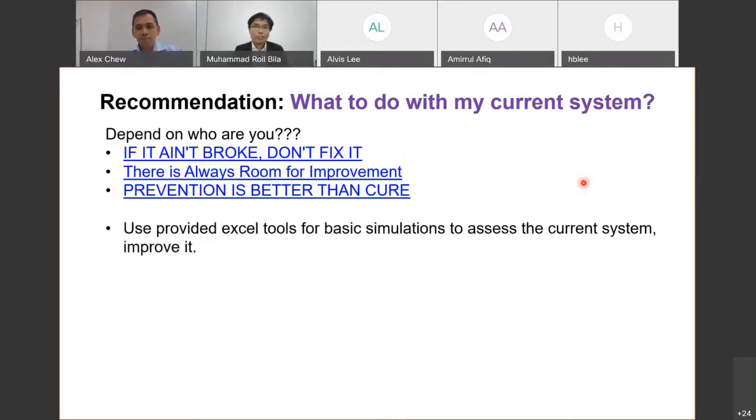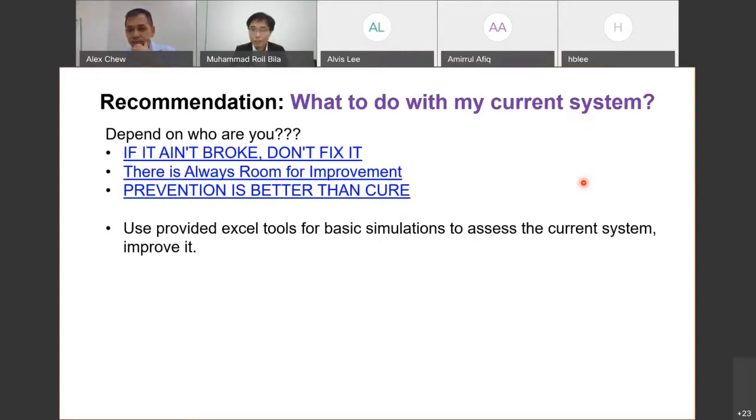So what you can do is that I provide you with the Excel tools, so you can do some basic simulation to assess the system you have. For example, you check based on the calculation you have, let's say, a volume of 50 cubic meters. But in reality, you have an activated sludge or biological system that runs at a volume of 100. That basically means you are over-designed. When you over-design, you have an opportunity to increase the treatment capacity.